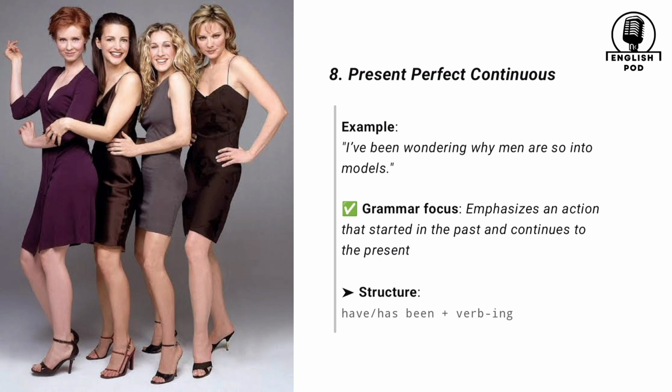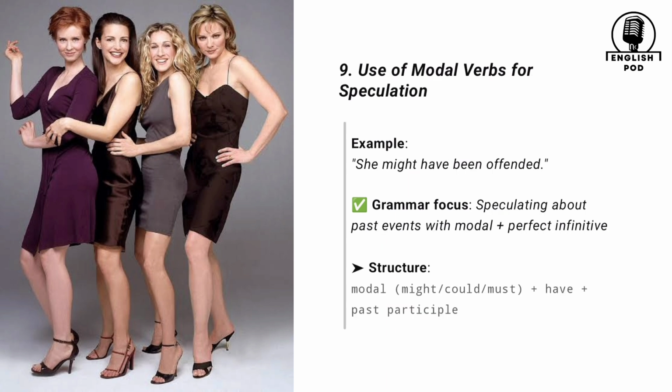Got it. How about modal verbs for speculation about the past, like using might have or could have? Yeah, modals like might, could, must, may are all about possibility, probability, certainty. When you add have plus the past participle, like might have been, you're using them to speculate about something that happened before now. She might have been offended. You're not sure, but it's possible. Exactly. The choice of modal, might, could, must, shows how certain or uncertain the speaker is about that past event. It's nuanced. Allows for different shades of doubt or certainty about the past.